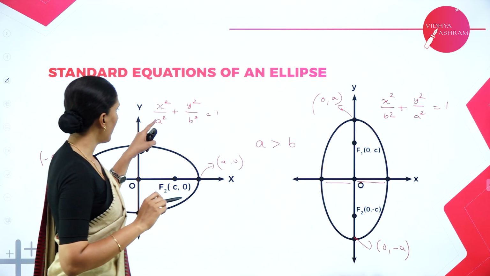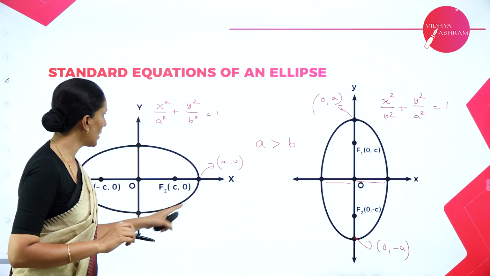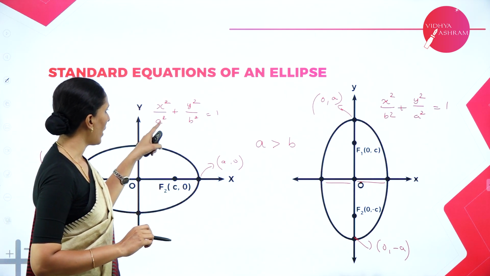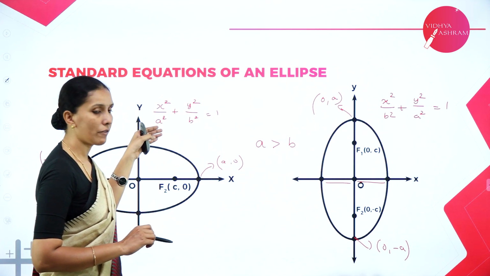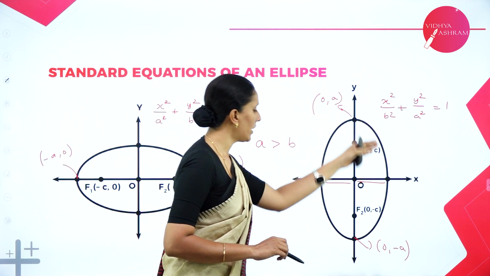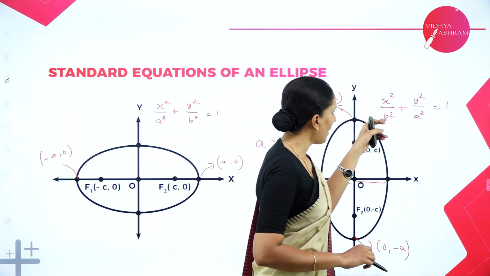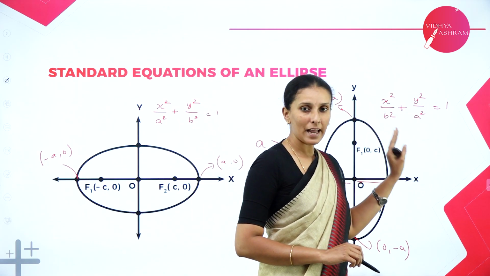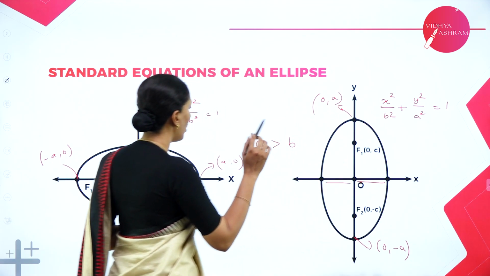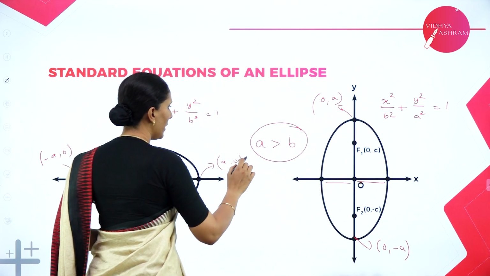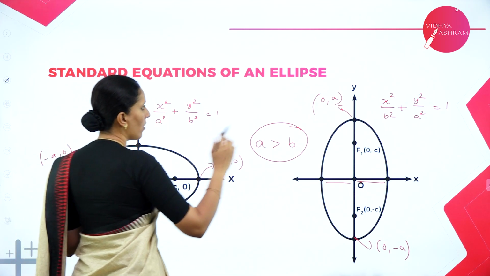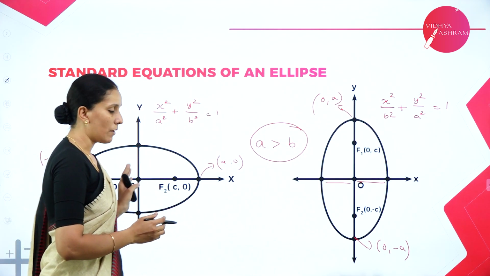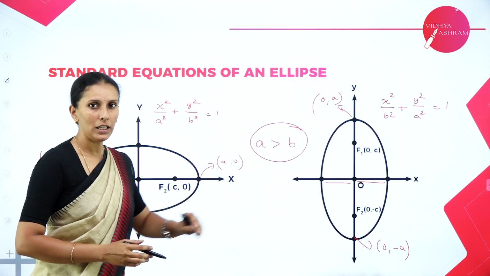When you look at the standard equation here, the horizontal ellipse will have a square, that is the denominator value of a square under x square will be greater. But when you look at the vertical ellipse here, the denominator value of x square will be less than y square. So here always remember a is greater than b, but depending upon whether a square lies below the x square or below the y square, you can observe the horizontal and vertical ellipse.